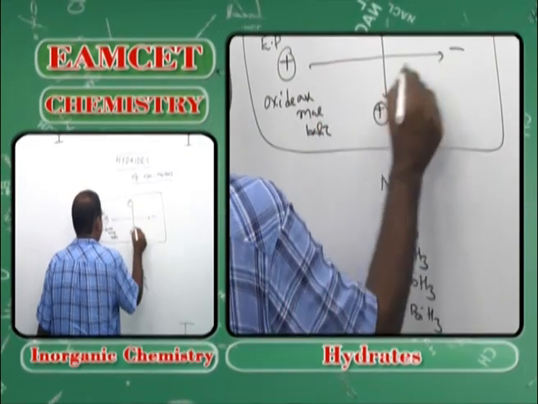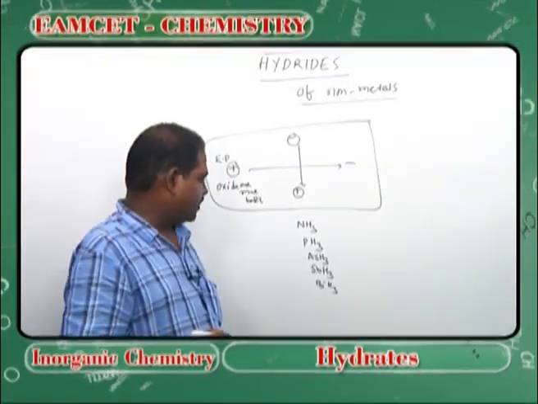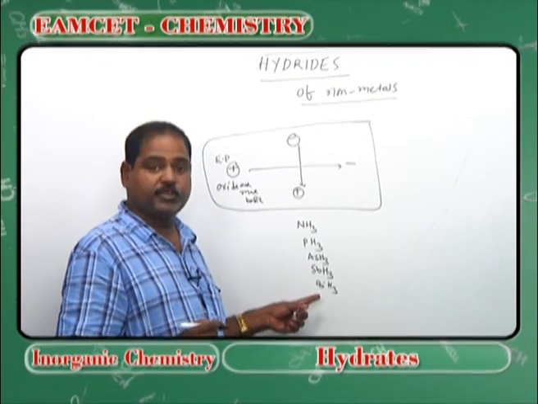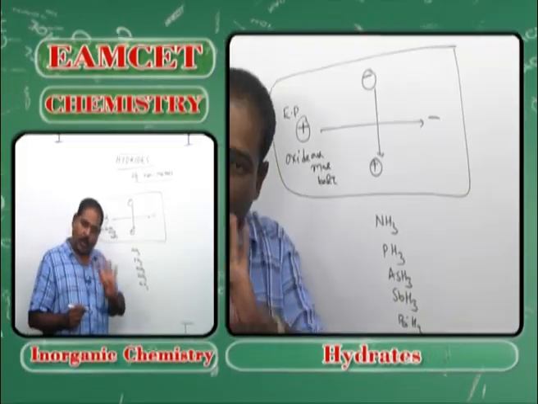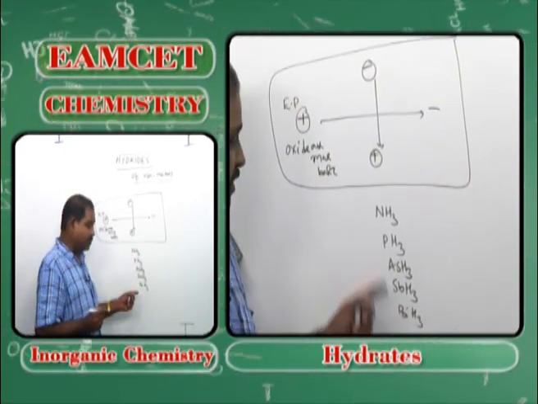Top to bottom, what is happening? Electropositivity is increasing. Yes, we agree. Nitrogen is a non-metal, bismuth is a metal. So top to bottom, electropositivity and metallic character are all increasing. What about basicity?